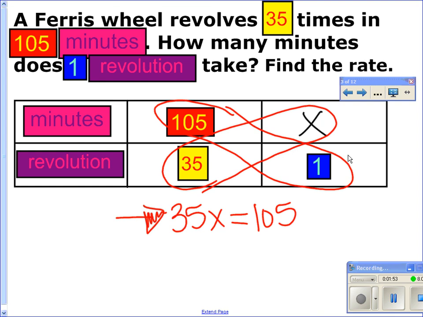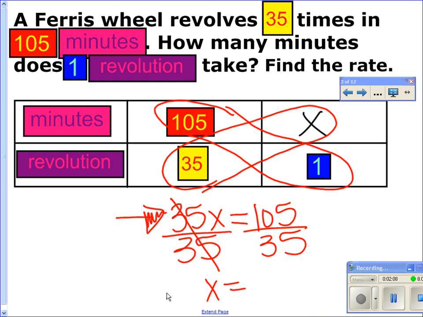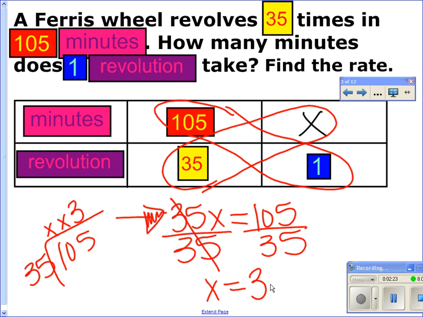Okay, so to figure out how many minutes it takes for one revolution, we're going to divide both sides by 35. This is just like when we solved equations. The 35's cancel, so you're left with x equals 105 divided by 35, so you're just going to divide it out over here. 35 can't go into 1, 35 can't go into 10, but 35 goes into 105 3 times. So for this unit rate, you have 3, make sure you label it minutes. So the answer for this problem is 3 minutes in one revolution, or it takes 3 minutes to complete one revolution for this Ferris wheel.